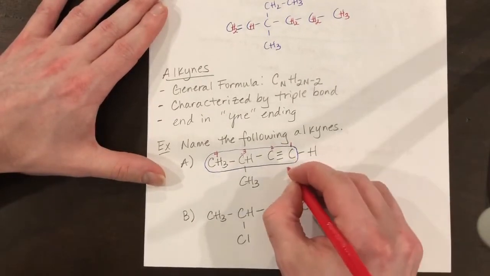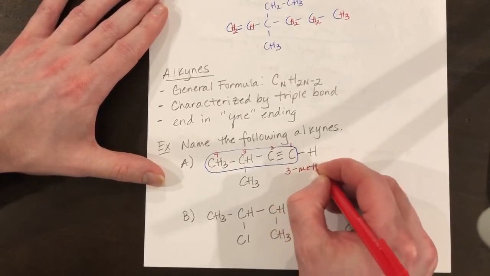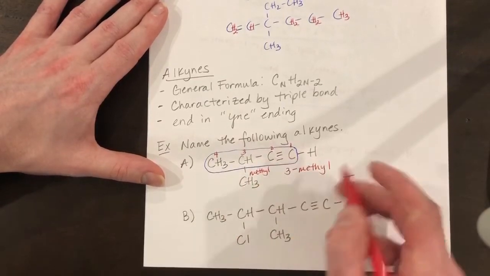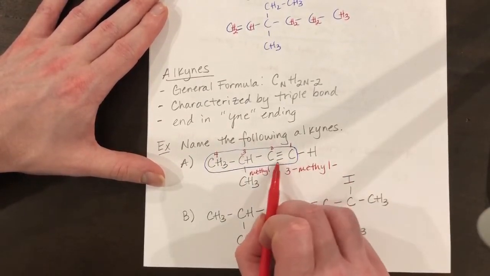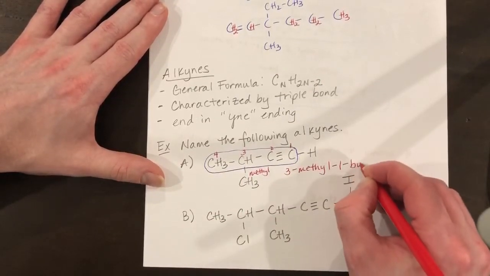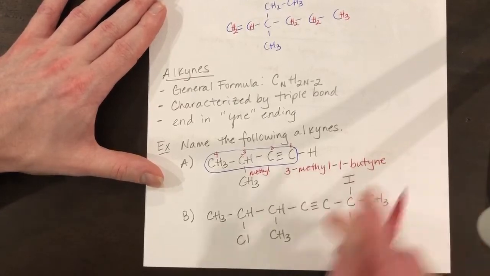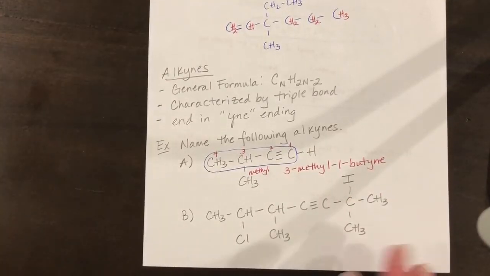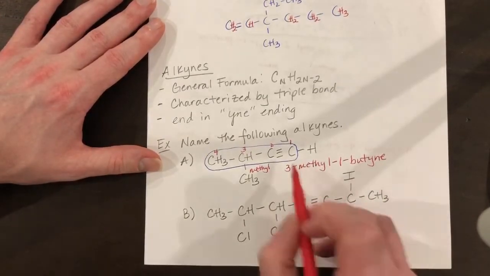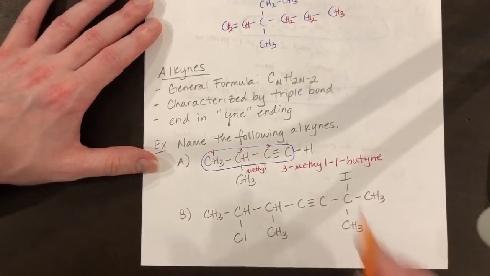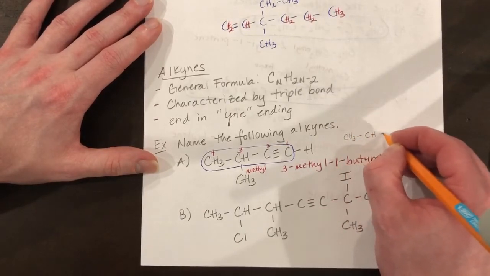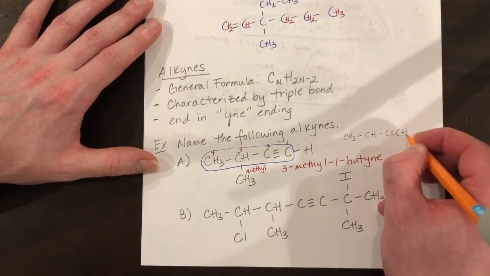So this is going to be 3-methyl. This is a methyl group. Sorry, I forgot to write that. 3-methyl, dash. The triple bond's in the 1 position, and it's 4 carbons long, so it's butyne. So we end in -yne. Now, some people get confused on this. If they write the hydrogen like this, I can write the hydrogen like that, or I can go out to the side and write this compound to where it looks a little bit different.